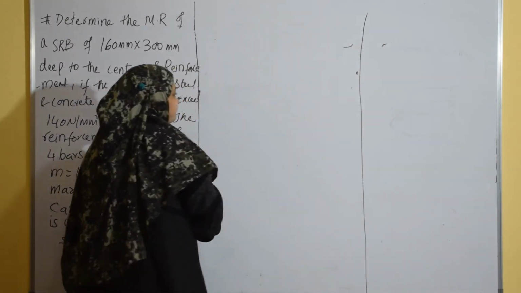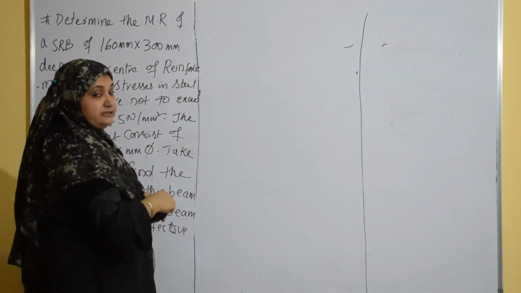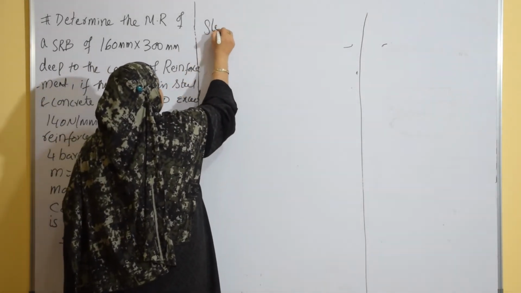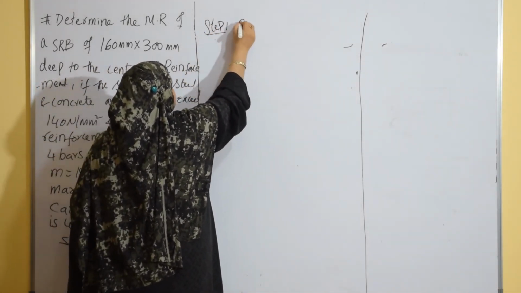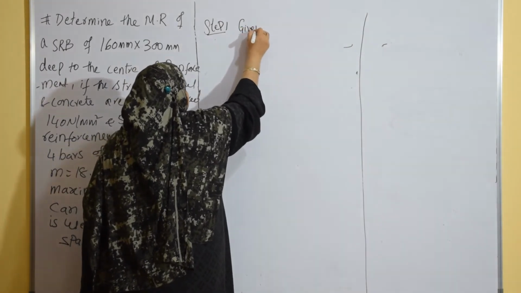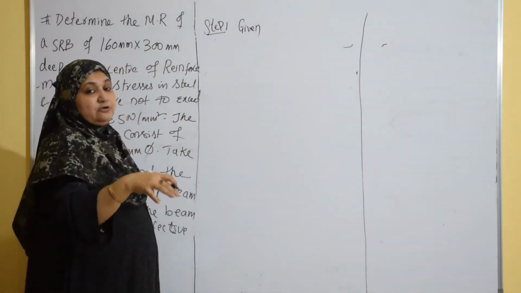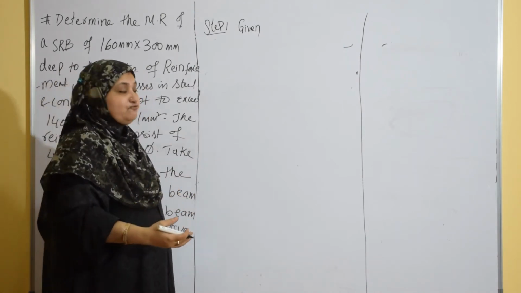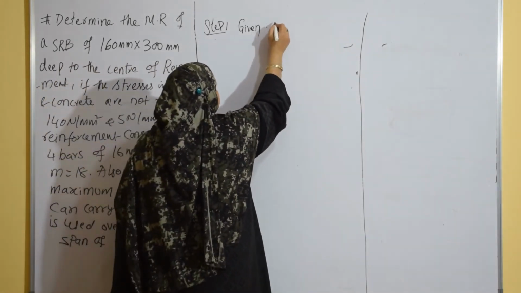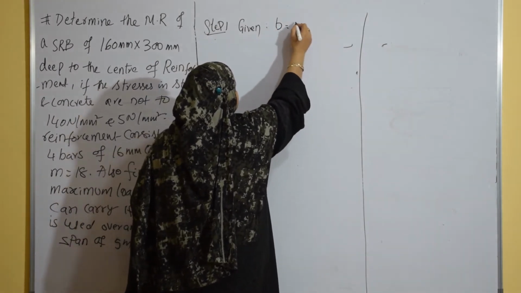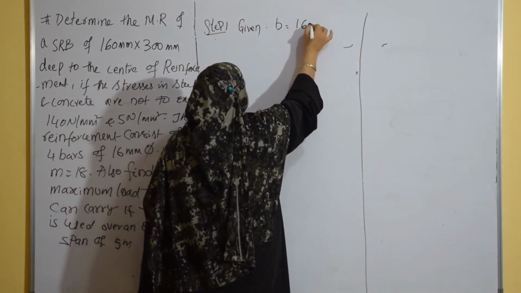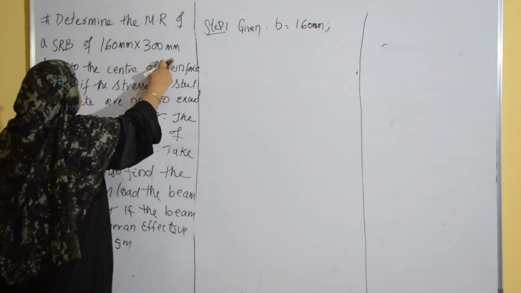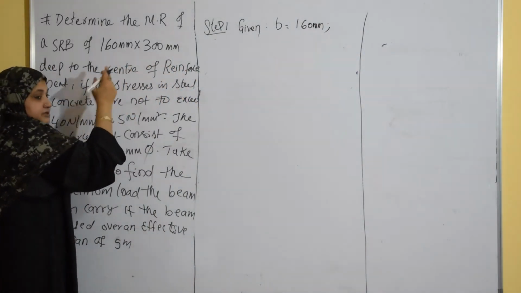First we will start with the given. Always, whatever the subject, whatever the problem, the first step is to just write down what is given and what is required, what we have to find out. So in the given data we have been given b as 160 mm. Effective depth is given; see here, 300 mm deep to the center of reinforcement.